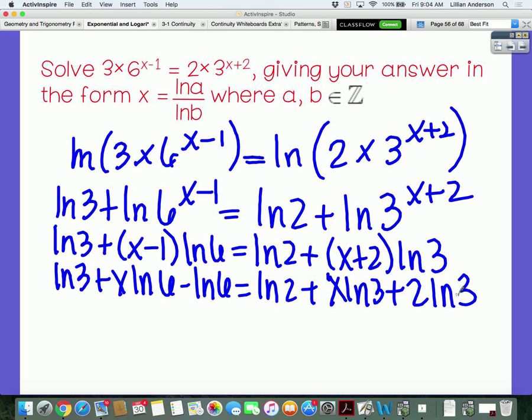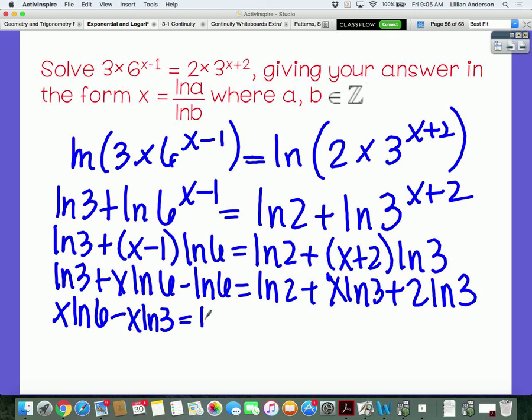Move the x on one side and everything else on the other side. So, you want to move your x's to the left and everything else to the right? Okay, so we're going to have x. I'm going to do this all in one step because I am running out of space. I'm going to have x ln of 6. I'm going to subtract this x ln of 3 over to this side. So I'm going to have a minus x ln of 3.